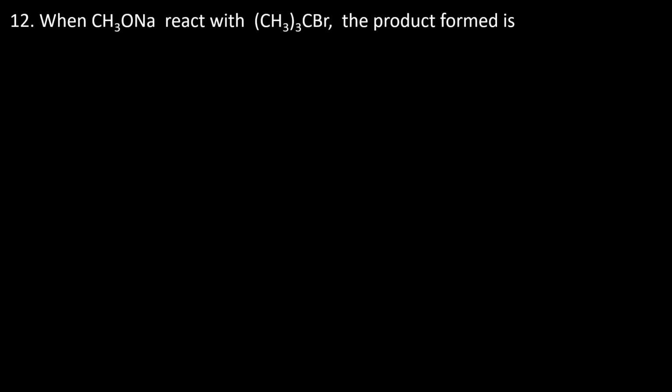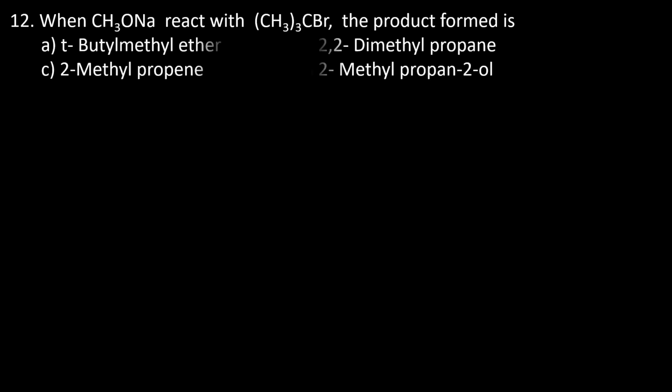Question number 12. When CH3ONa reacts with (CH3)3CBr, the product formed is A. t-butyl methyl ether, that is a tertiary butyl methyl ether, B. 2,2-dimethylpropane, C. 2-methylpropene, D. 2-methylpropanol, that is 2-methylpropan-2-ol.